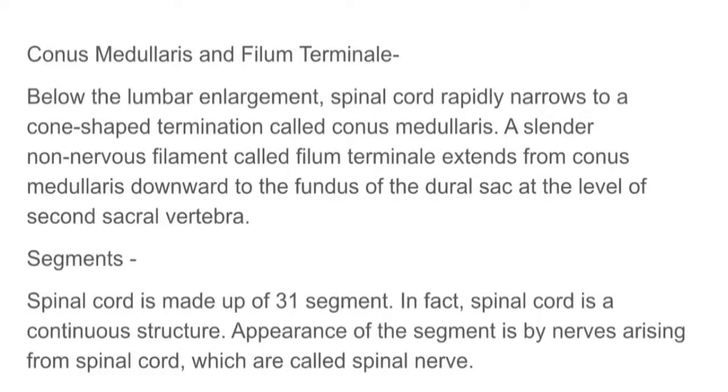Conus medullaris and filum terminale. Below the lumbar enlargement, spinal cord narrows to a cone-shaped termination called conus medullaris. A slender non-nervous filament called filum terminale extends from conus medullaris downward to the fundus of the dural sac, at the level of second sacral vertebra.